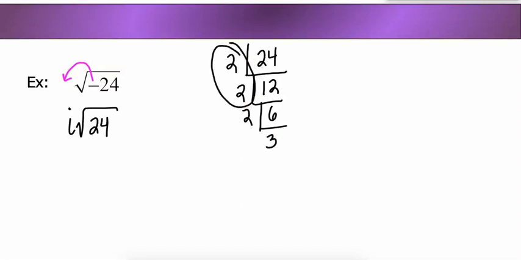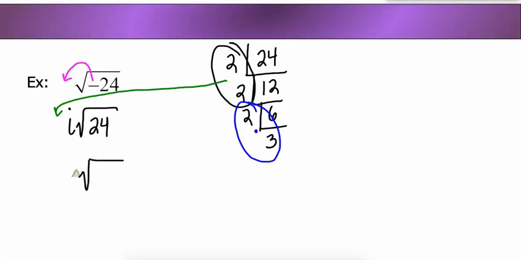So we have a pair of 2's. One of those 2's will come to the outside, and 2 times 3 is left over, remaining on the inside. So we have 2 on the outside and 2 times 3, which is 6, on the inside of the radical.